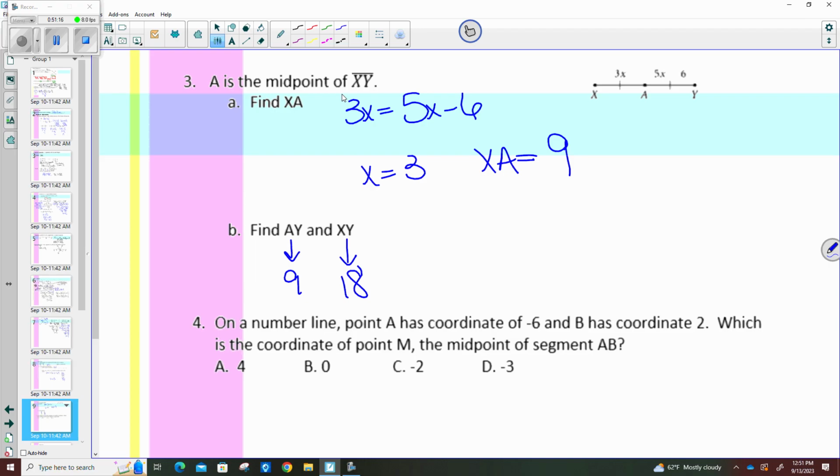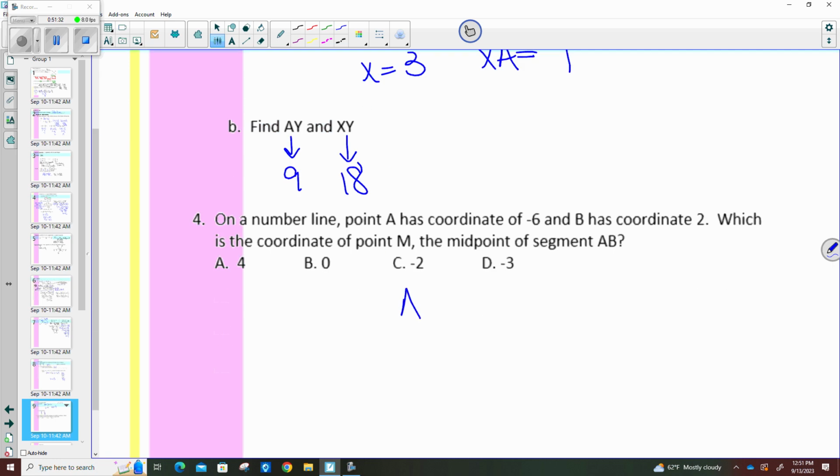All right, the last one I want to talk about real quickly, if I could please, because then we got to move from there. So if we can look at number 4. Everybody look at number 4 for me, please. A is at -6. B is at 2. So you're on a number line. Where's the midpoint going to happen? In between A and B.